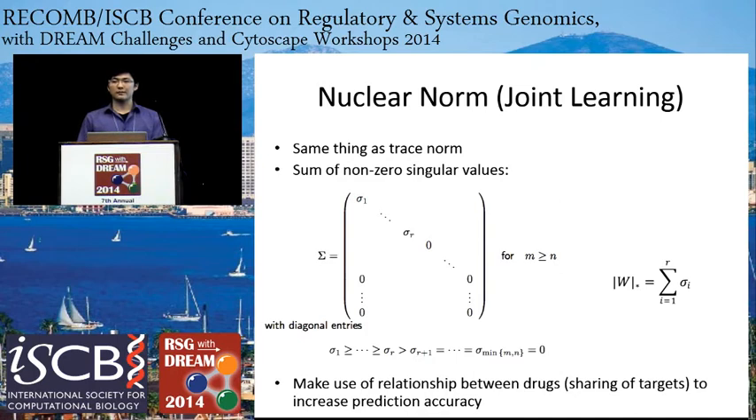Thus, intuitively, by putting a constraint on the nuclear norm, we are forcing the weight matrix to have a smaller rank. That is, the weight vectors of all these drugs have to live in a smaller space. And when they live in a smaller space, we are exploiting the connection, the relationship between drugs, to help us increase the performance of prediction.